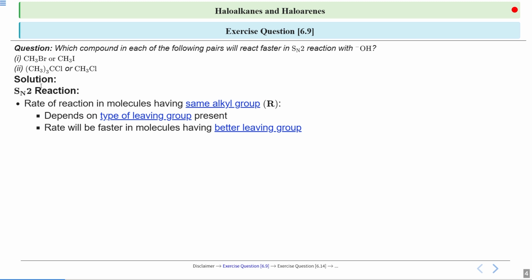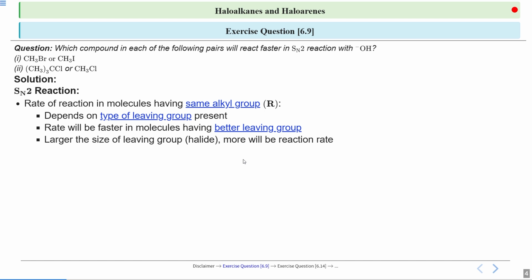So for the SN2 reaction, if you have the same alkyl group, the rate of reaction depends upon the type of leaving group, right? So if you have a better leaving group in the molecule, then the rate will be faster. If the leaving group, that means the halide ion, has a larger size, then the reaction rate will be more. Okay, why?